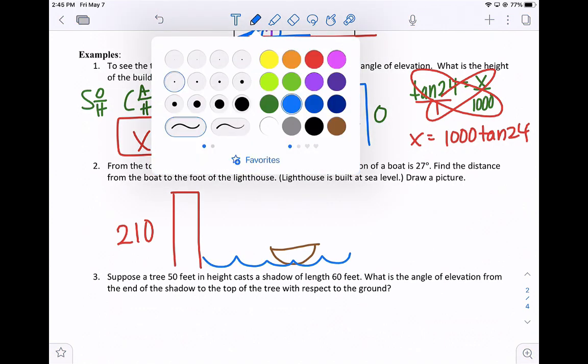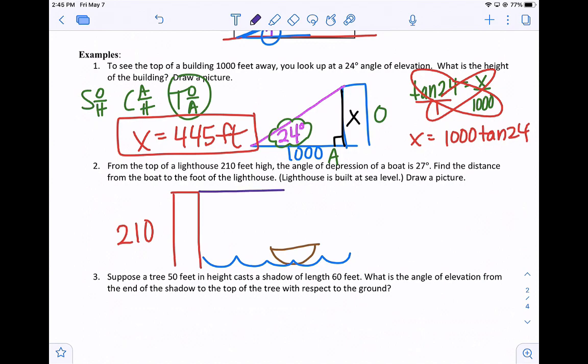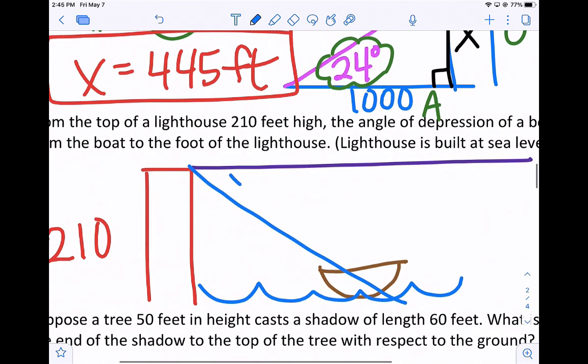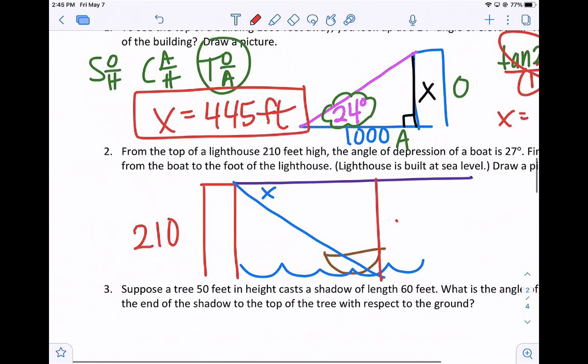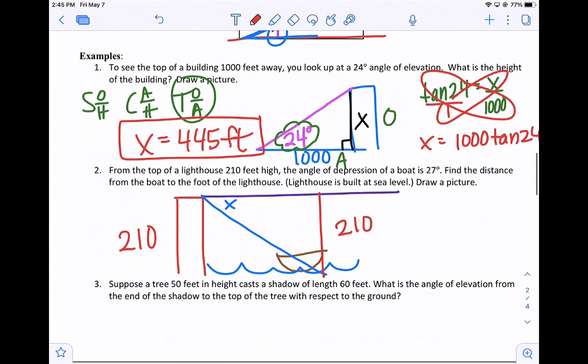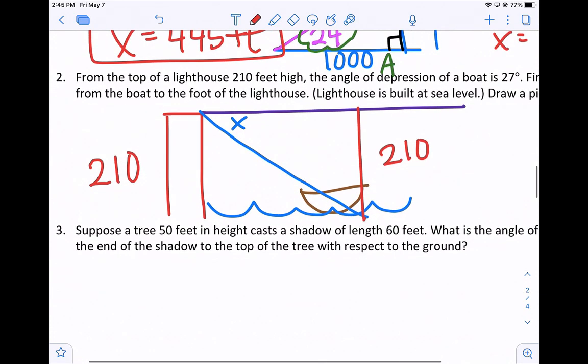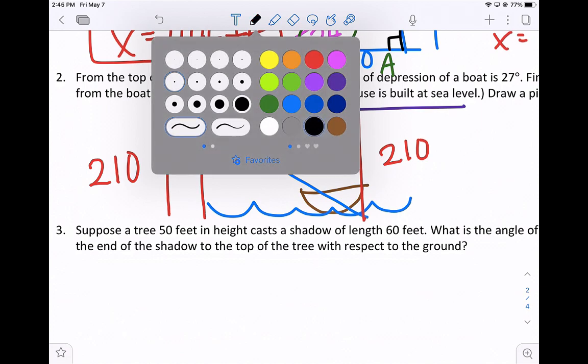Okay, and then the angle of depression. Here's the horizontal line, and we're looking down at the boat. Okay, so here's the angle x, which if I'm drawing my picture, I can do it 2 ways. So either I can make this into a rectangle. Again, the building's 210 feet high, and we want to figure out the distance from the boat to the foot of the lighthouse, so we want this distance at the bottom right here.